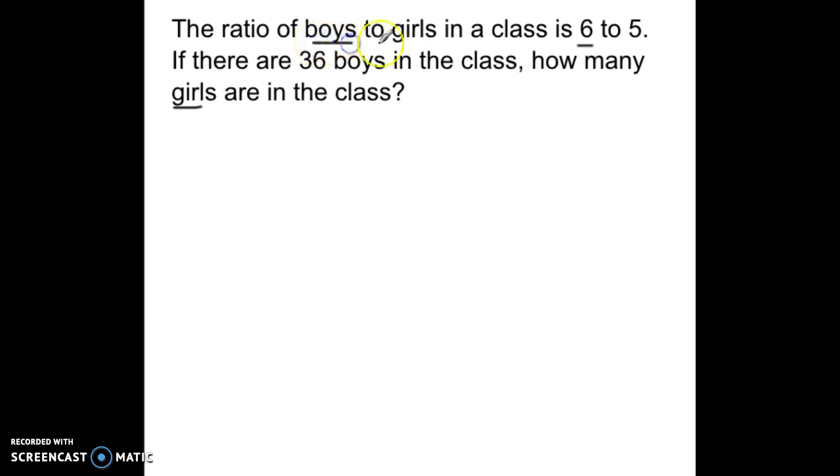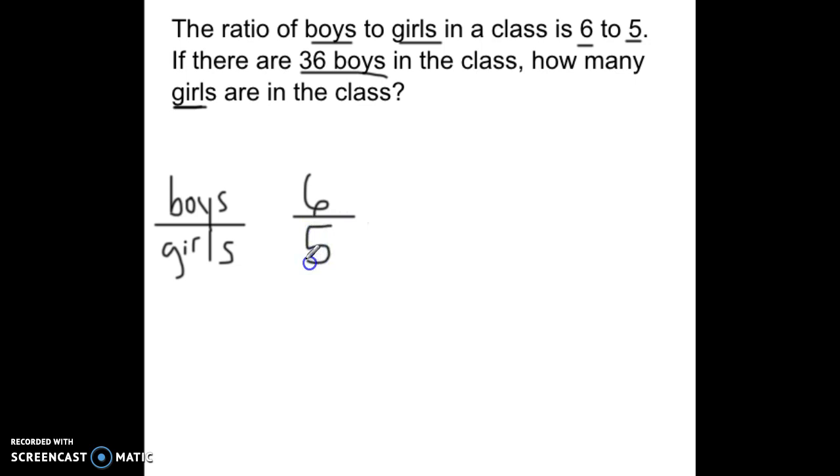The ratio of boys to girls in a class is 6 to 5. If there are 36 boys in the class, how many girls are in the class? So we're going to use a proportion to set this up. The first thing I do is I put boys in my numerator, and I'm going to put girls in the denominator because the problem asks about comparing boys to girls. So it says the ratio of boys to girls is 6 to 5. So that means 6 should go in my numerator and 5 into my denominator.